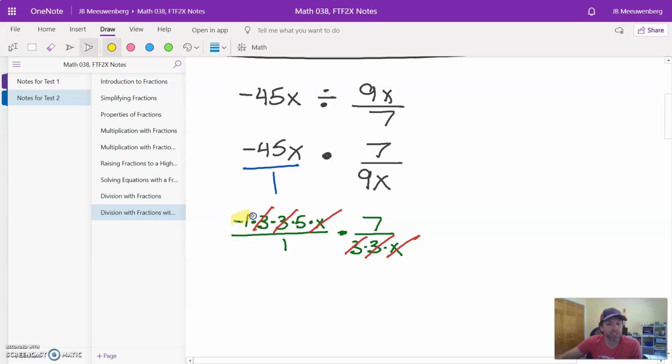Maybe you like to circle what's left. Maybe you like to highlight. I like to highlight. I like to go through and make sure I didn't miss anything. These are the only things that are left over.